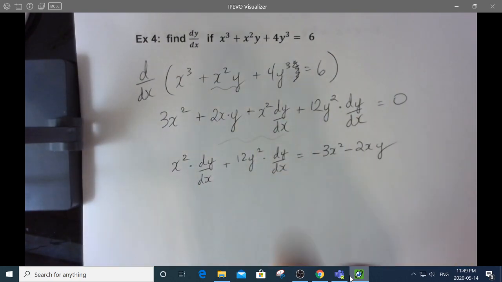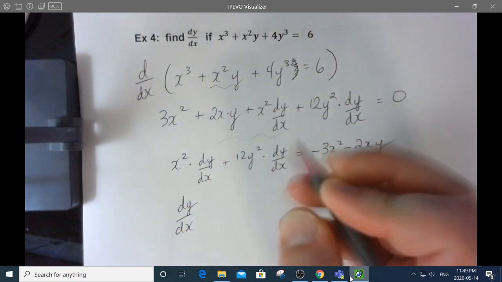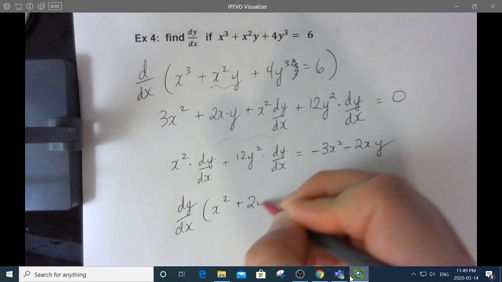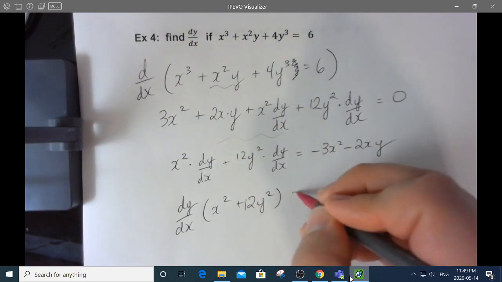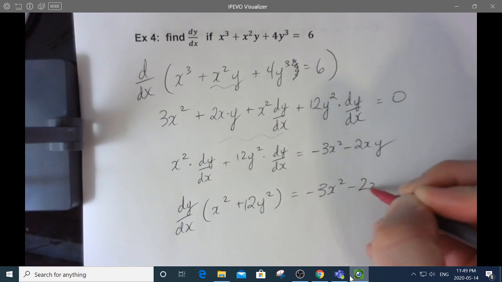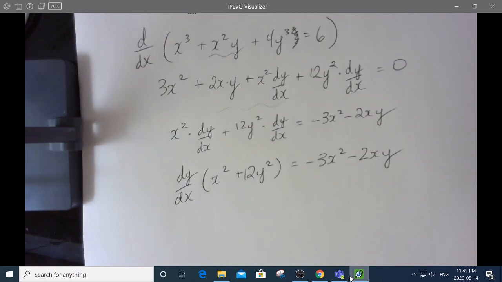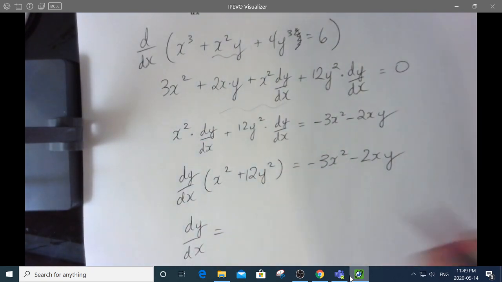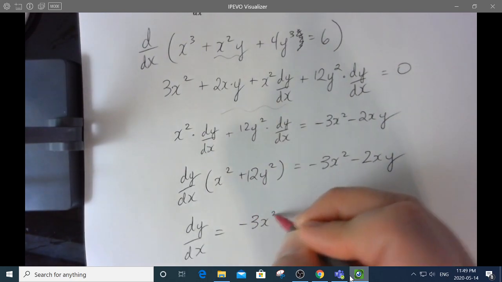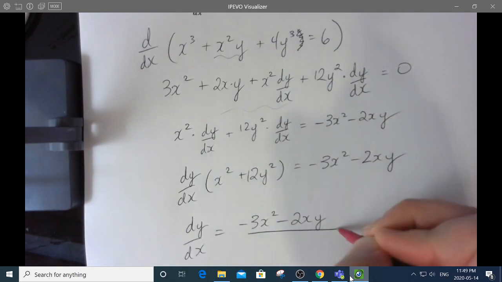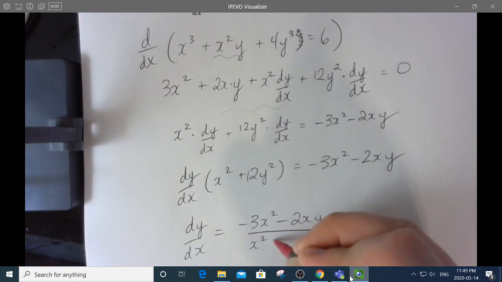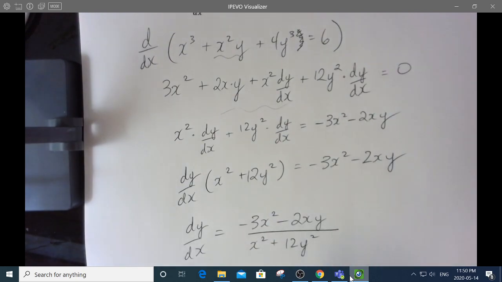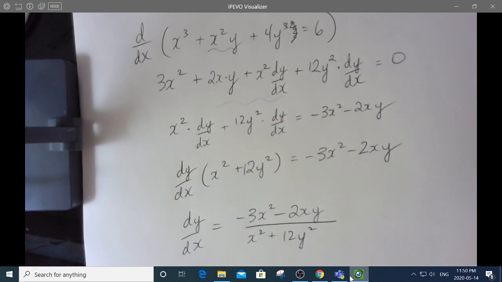So now I'm going to factor the thing I'm solving for, dy/dx. And that gives me that. And then I'm going to divide both sides of the equation by this bracket. It'll cancel on the left. And this rather cumbersome looking expression here is my slope. And that's the best I can do with it.